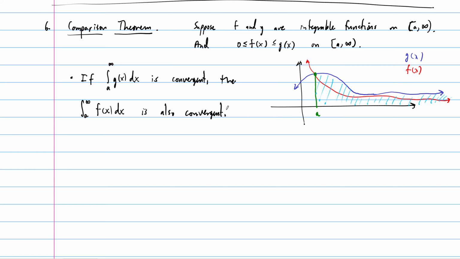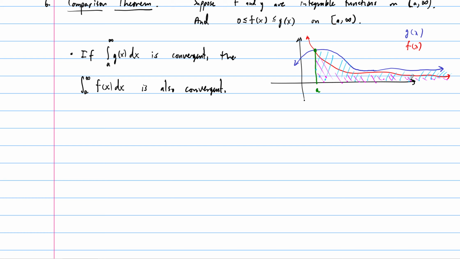All right. The other side of this is, what if the integral underneath the red is divergent? What if this one's infinite? Well, the blue one's bigger, and so therefore it must also be divergent. So there's the comparison theorem in the other direction. If the integral from a to infinity of f of x dx is divergent, then the integral from a to infinity of g of x dx is also divergent.